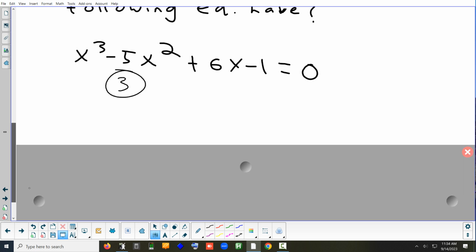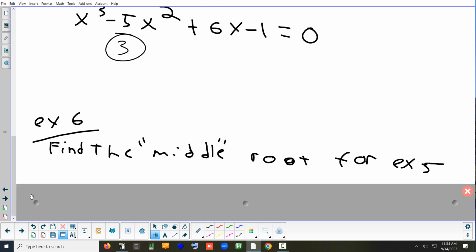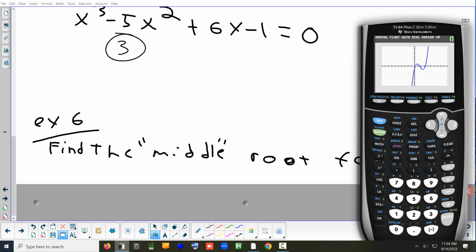Is there any question on how, if I said to you to find the middle one, or the left one, or the right one, how you do it on the calculator? We've done it a few times. I'm just wondering if anyone needs me to do it one more time. Yep, so one more time.